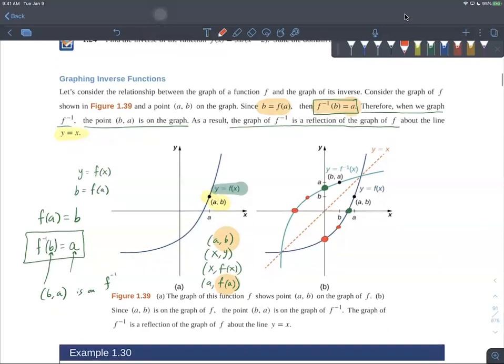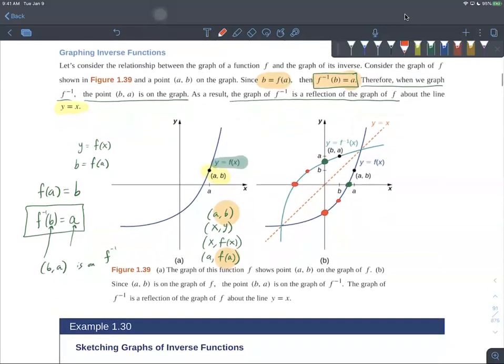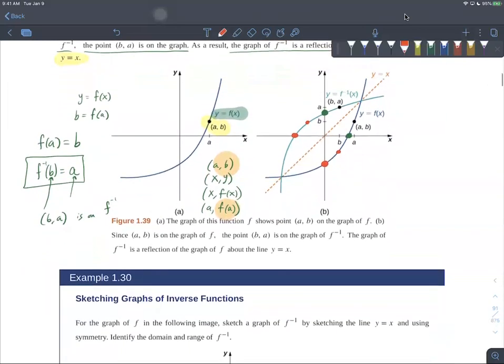All right, so figure 1.39, the graph of this function f, shows point (a, b) on the graph of f. Since (a, b) is on the graph of f, the point (b, a) is on the graph of f inverse. Then the graph of f inverse is a reflection of the graph of f about the line y equals x. So it's a pretty cool result there.